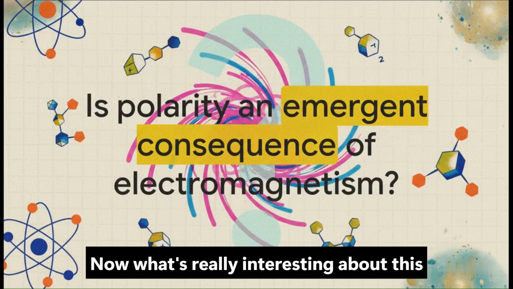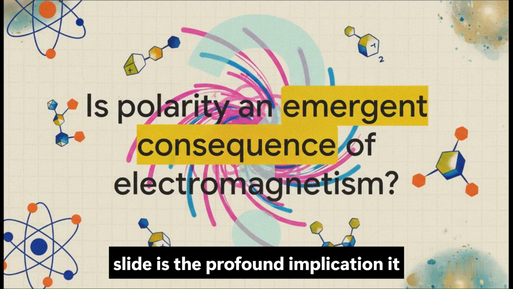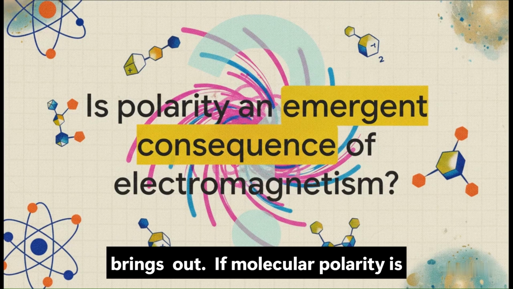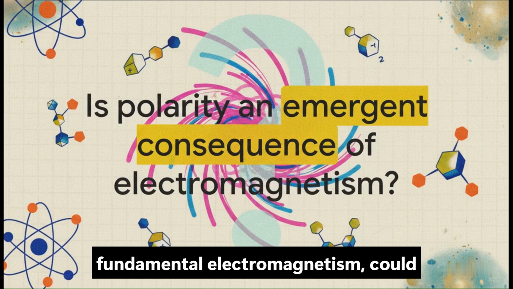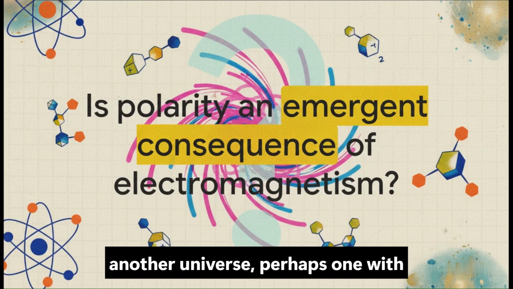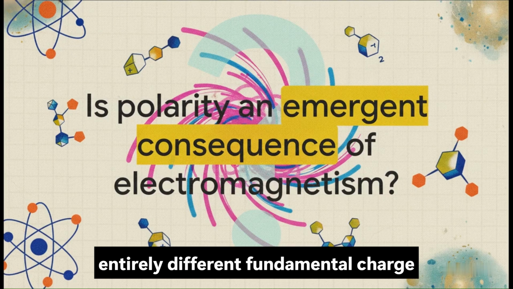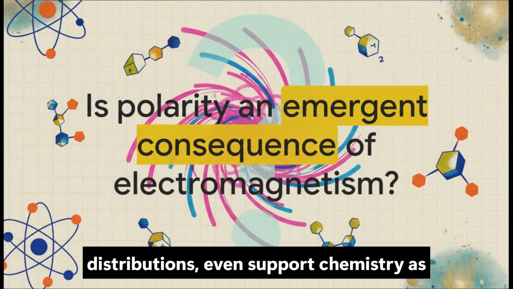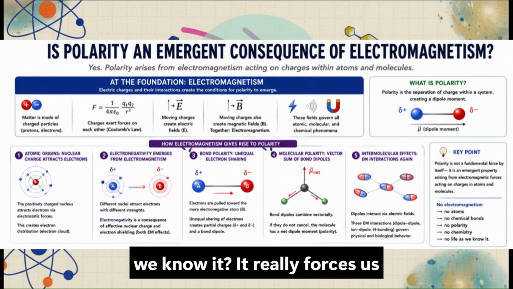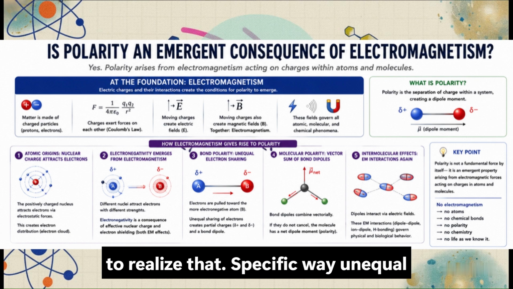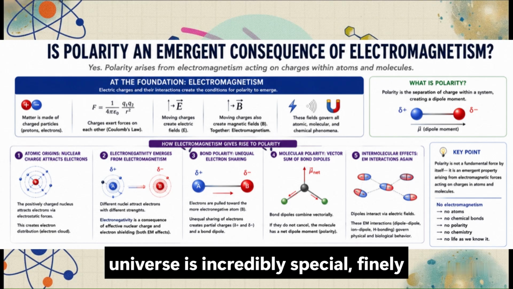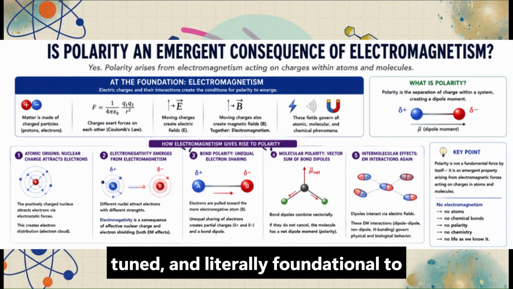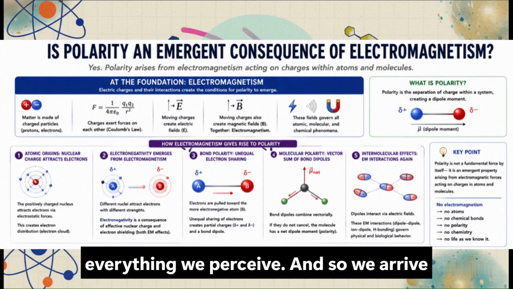Now, what's really interesting about this slide is the profound implication it brings up. If molecular polarity is ultimately an emergent consequence of fundamental electromagnetism, could another universe, perhaps one with entirely different fundamental charge distributions, even support chemistry as we know it? It really forces us to realize that the specific way unequal electron sharing manifests in our universe is incredibly special, finely tuned, and literally foundational to everything we perceive.